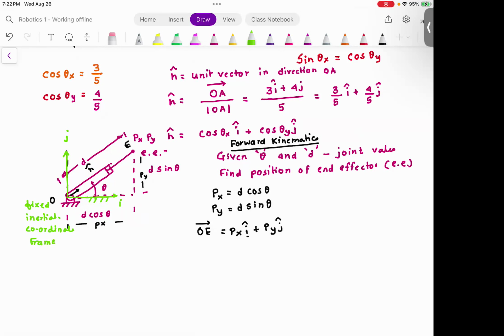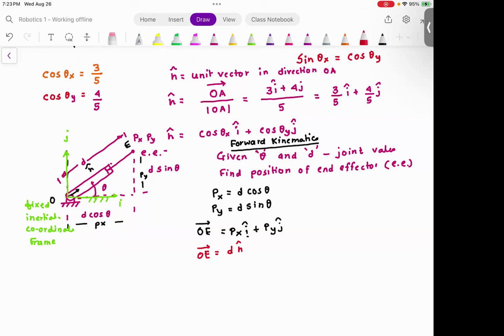But nobody has prevented me from writing the expression OE is equal to d n hat, once I know the value of d. Are you with me? But what is the difference between that n hat vector and the vectors i and j? That n hat vector is attached to the robot and is moving with the robot. You agree with me? On the other hand, i and j will remain fixed.